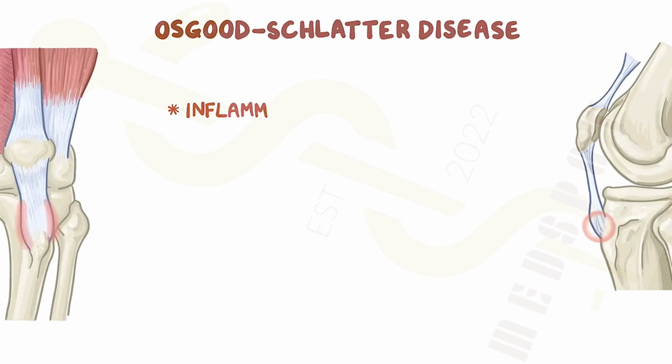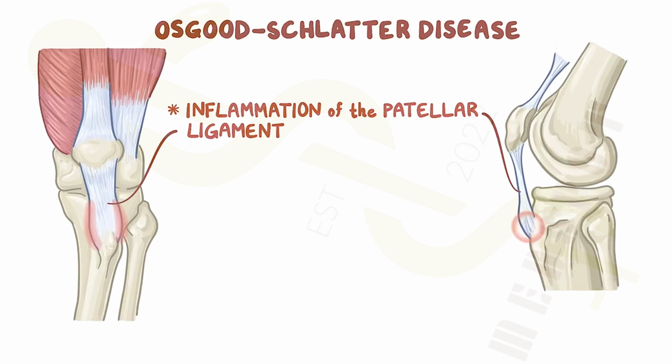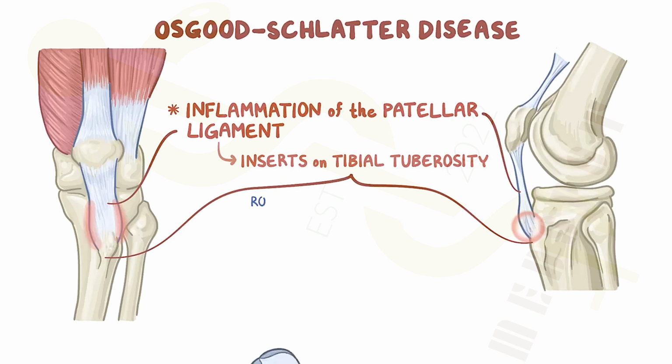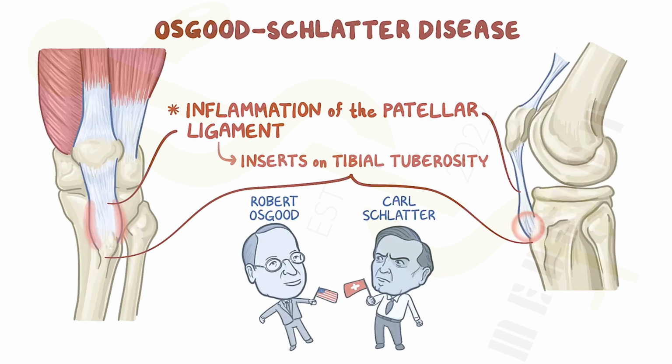Osgood-Schlatter disease is an inflammation of the patellar ligament, right at the point where it inserts on the tibial tuberosity, resulting in painful swelling just below the knee. It's named after two orthopedic surgeons, the American Robert Osgood and the Swiss Karl Schlatter.